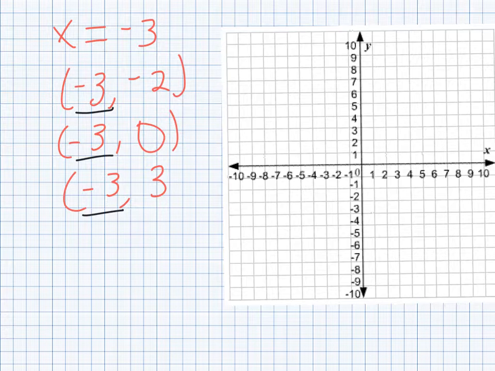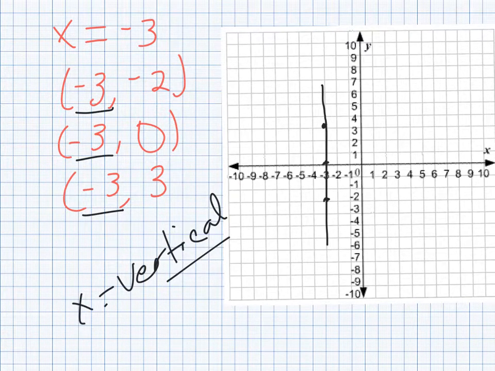So we know that negative 3, negative 2 is going to be over here. Negative 3, 0 will be right there, and negative 3, 3 would be right there, and our line is right there. And it is a vertical line. Okay. So x equals a constant is a vertical line, and y equals a constant, like when a was 0, is a horizontal line.